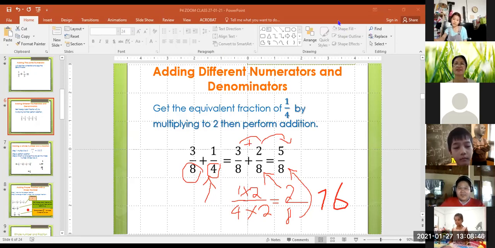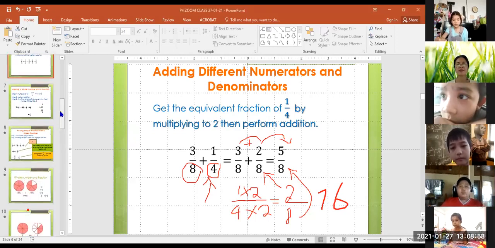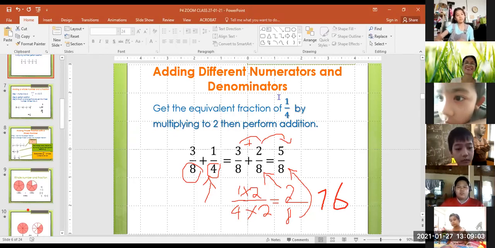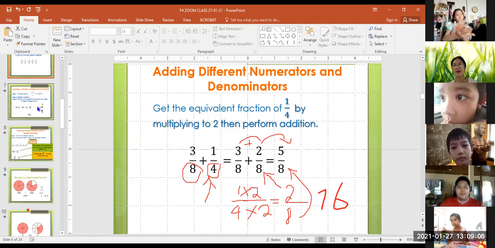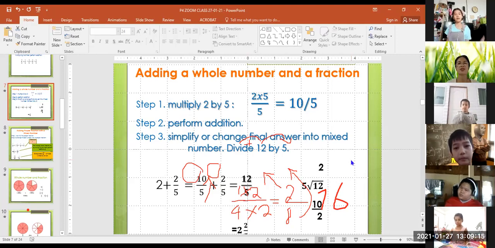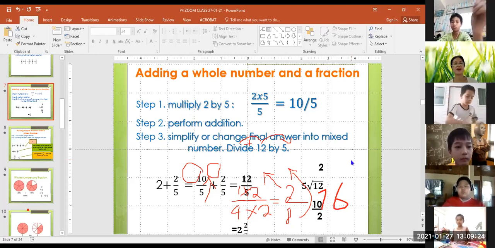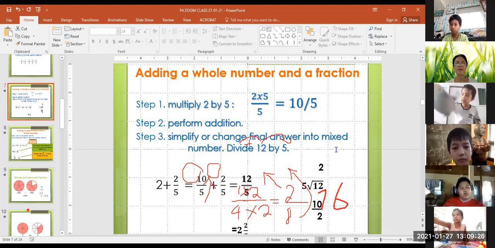Okay. Now let's see. So what about this one? Write in your notes book. So in your notes book, you can write, okay, this is the slide. So how do we do adding a whole number with a fraction? So this time we have your example.